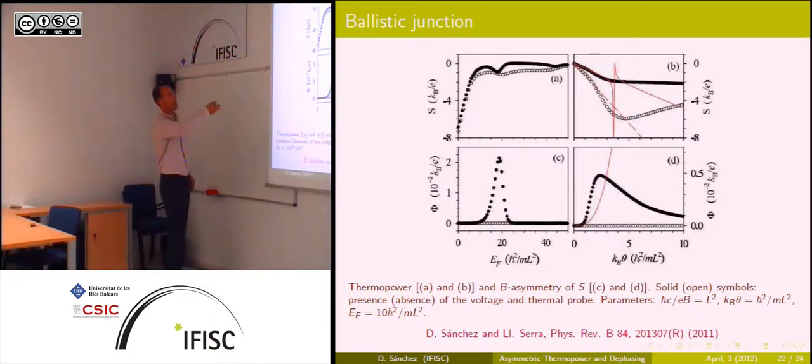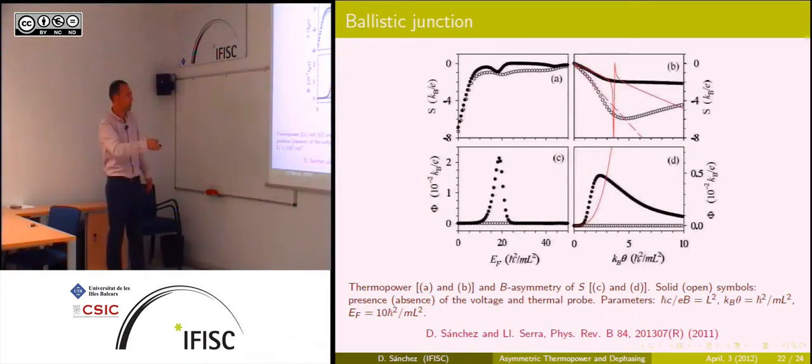Here we have the thermopower as a function of the Fermi energy. This is without inelastic. Oh, sorry, this is solid. It's in the presence of inelastic or incoherent effects. Okay, so in absolute value, the thermopower is reduced when you allow for these incoherent effects.